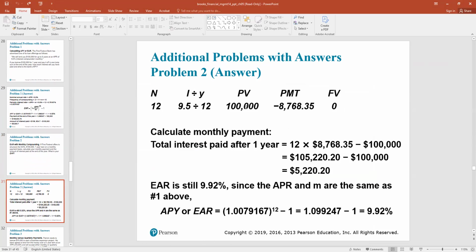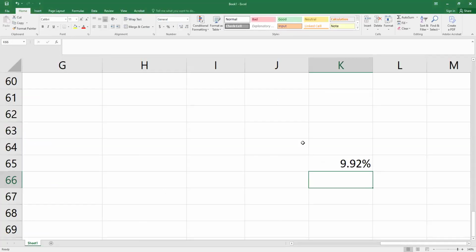So you borrow 100,000, your PMT is 8,768, and it's 12 periods. Like monthly, you're going to be paying 8,768. However, if it's 12 months, so in total you have... So let me do it here.